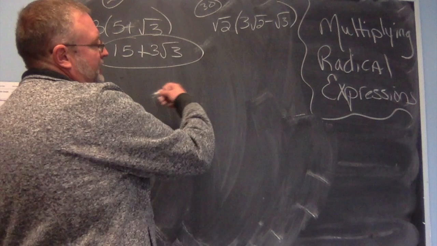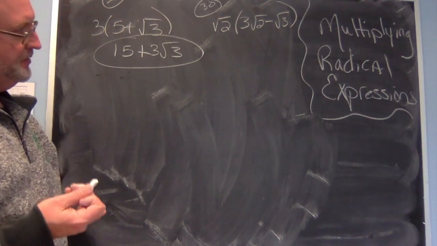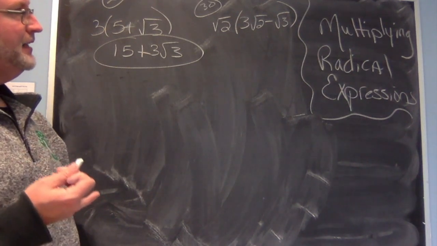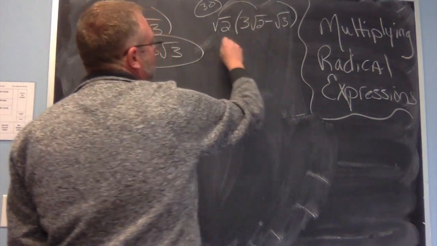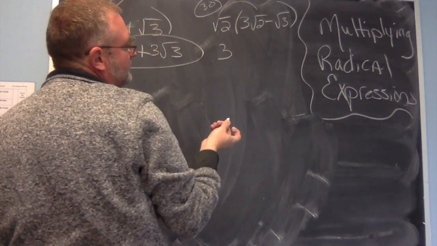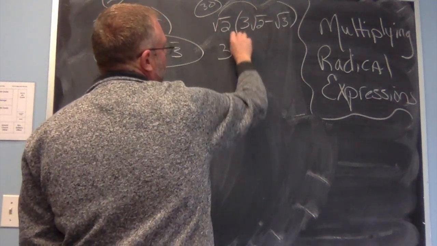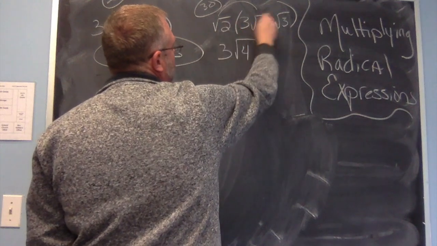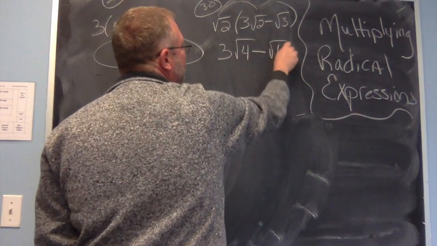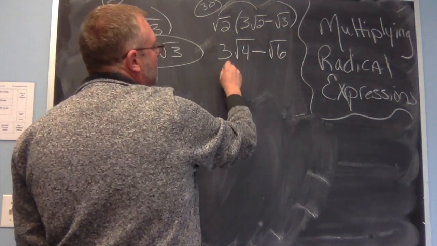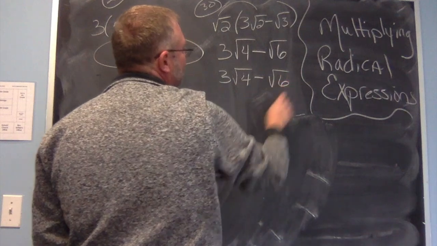All right, over here, number 30, I have on the board: the square root of 2 times 3 square root of 2 minus the square root of 3. So again, distribution. My outside number is going to stay the same, the coefficient. Square root of 2 times the square root of 2 is square root of 4. Positive times the negative is a negative. Square root of 2 times square root of 3 is square root of 6. Alright, so now I have 3 square root of 4 minus square root of 6.